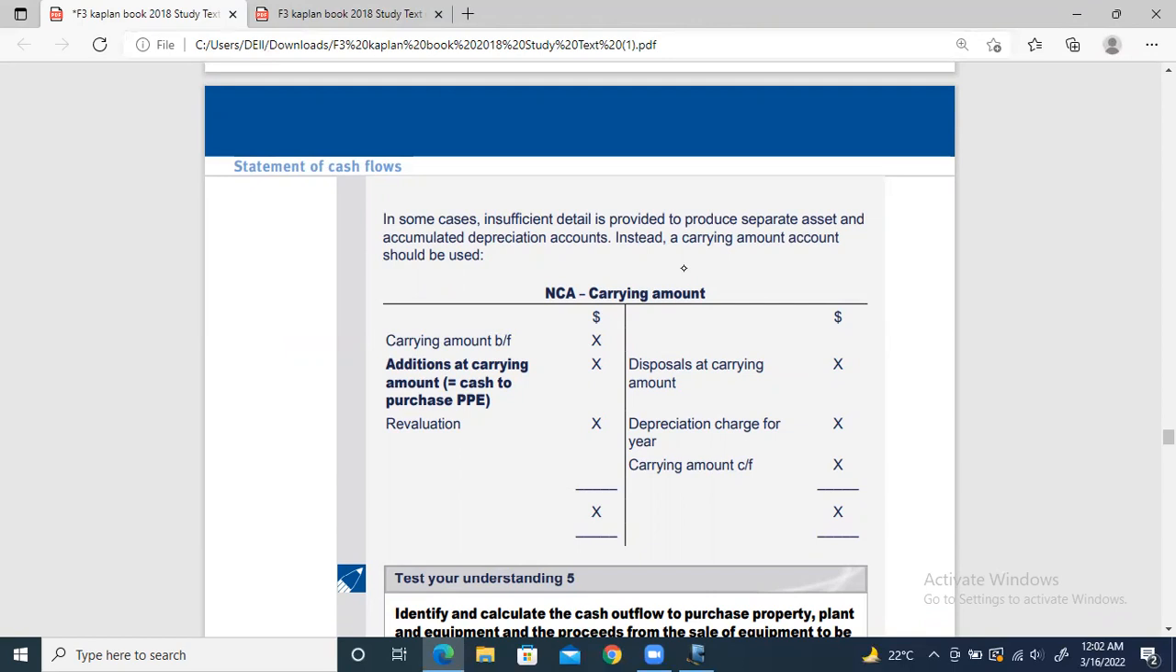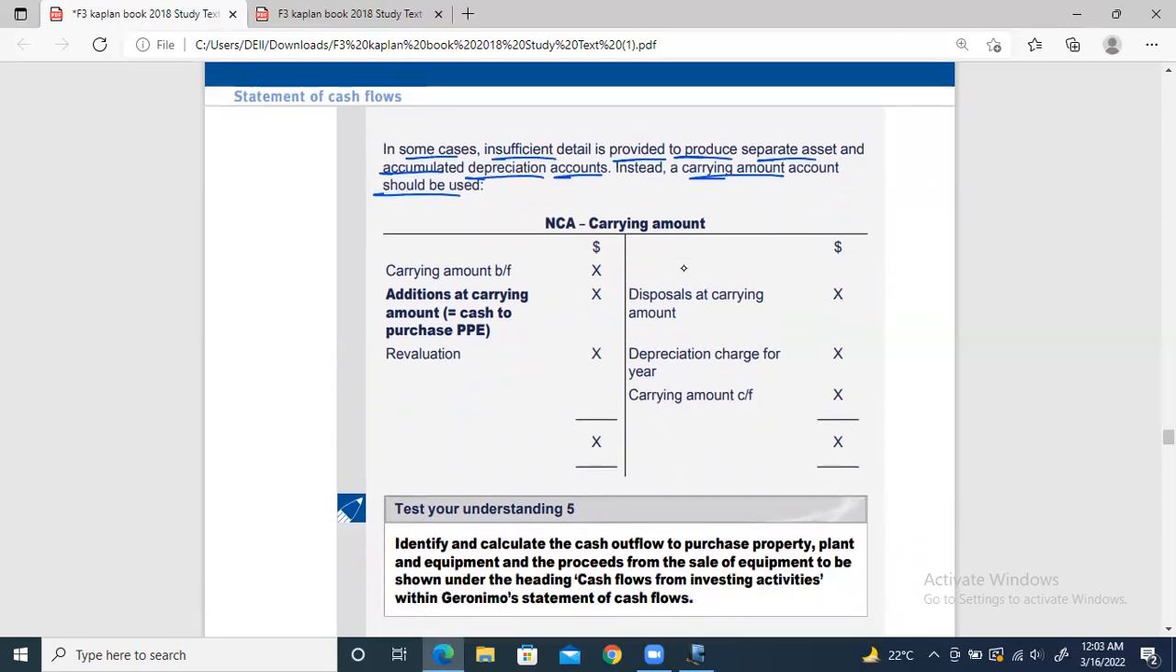You can see that in some cases, insufficient detail is provided to produce separate asset and accumulated depreciation accounts. So instead, a carrying amount account can be used if these two pieces of information are given separately. We'll understand the practical part of this once we do the question. I understand it can be a bit confusing right now, but when we go to the questions, it will be clear. You can write it down, and after that, I'll explain.